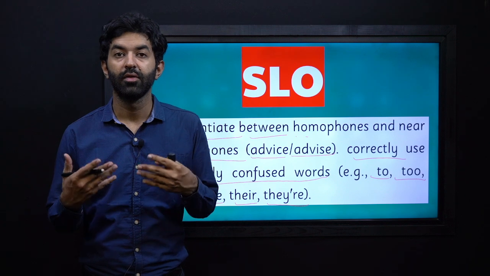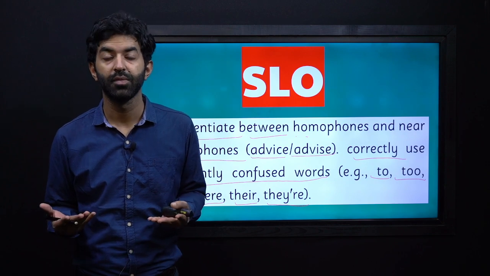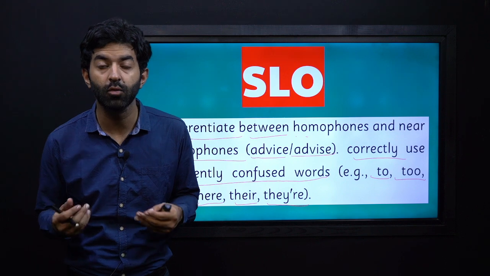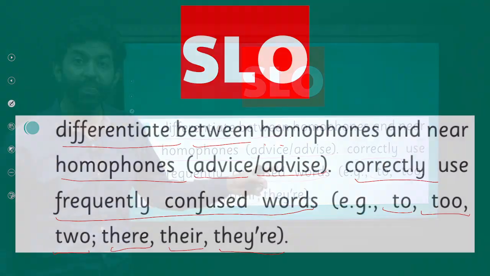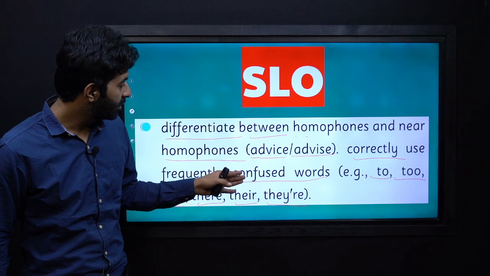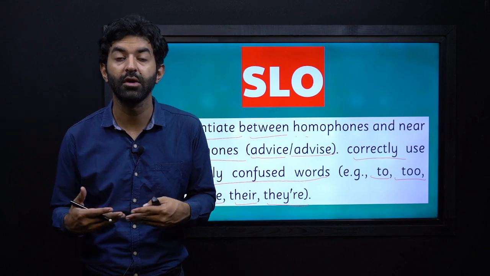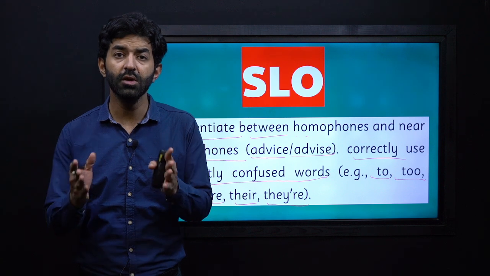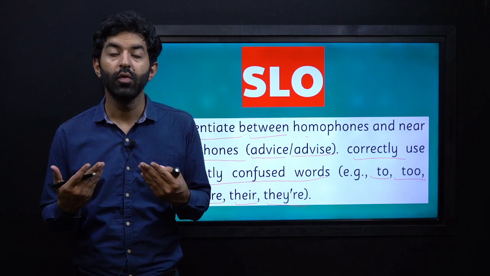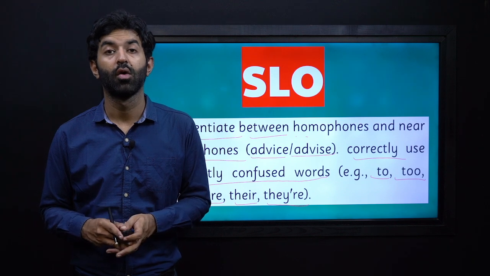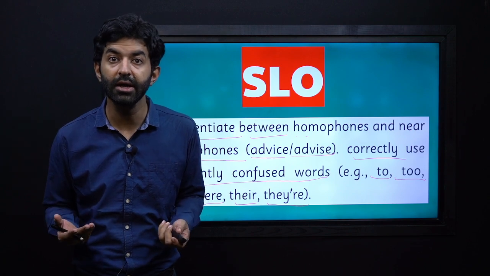What are they? They are words that actually pronounce the same, but they are different in spellings. So we often confuse them. We need to understand what are homophones, what are near homophones. Some examples are given over here. And then we are going to talk about frequently confused words like to, and too. They are both having different meanings and functions. So in order to avoid errors and mistakes in our writing, we need to understand what are homophones, how we can identify them, and then use them correctly according to the context.